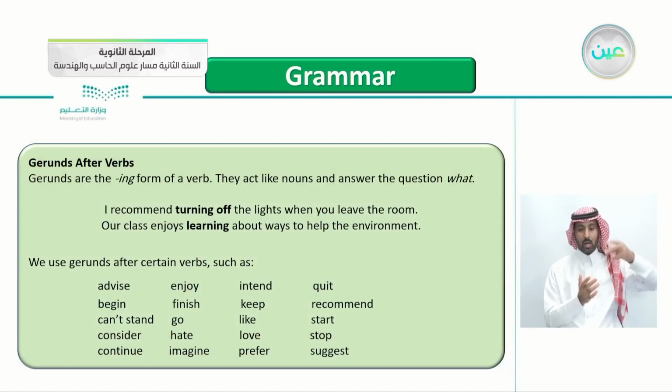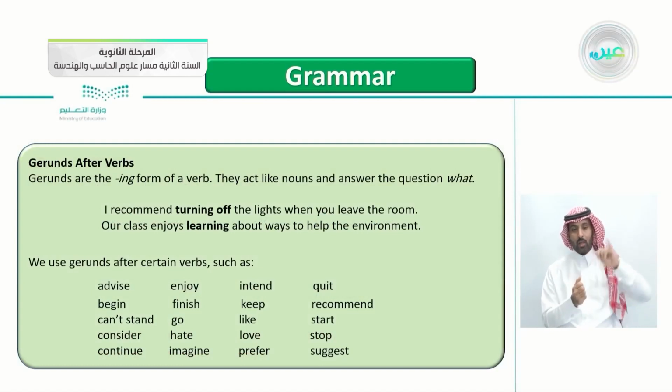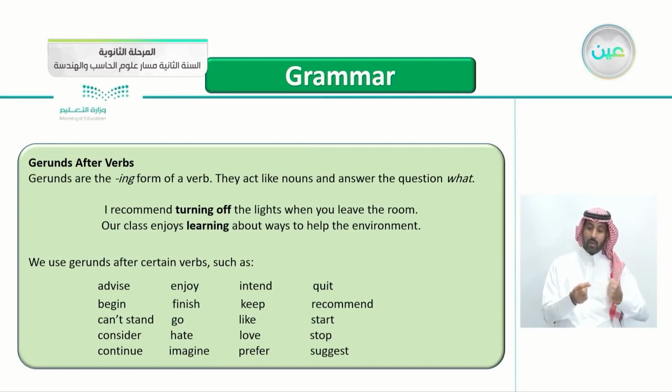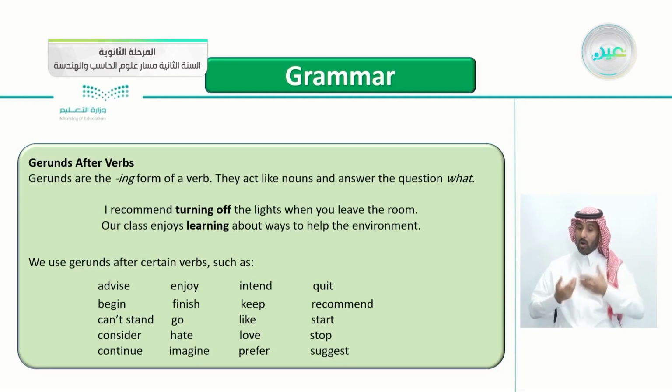Gerunds after verbs. Gerunds, the ing form, after verbs. So gerunds are the ing form of a verb. They act like nouns. So they are not nouns in themselves. They act like nouns and answer the question what. For example, here, I recommend turning off the lights when you leave the room. So I recommend, this is the verb here, turning off, this is the gerund here, the lights when you leave the room.